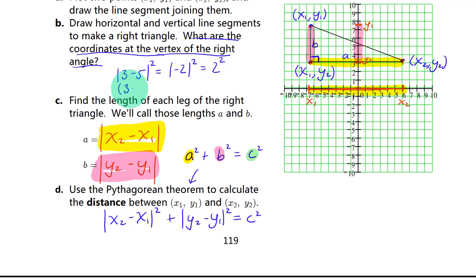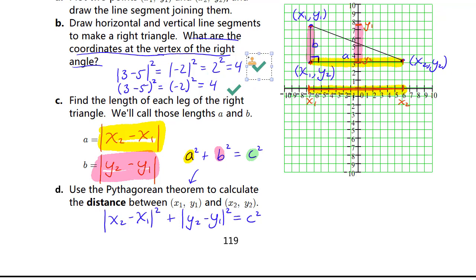But what if you didn't have the absolute value? What if you just did it like 3 minus 5? That would be negative 2 squared. But negative 2 squared is also just 4. Negative 2 times negative 2 is 4. So it doesn't really matter whether you have the absolute value or not. They work out the same way.